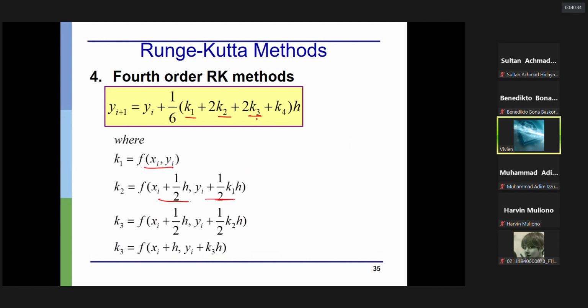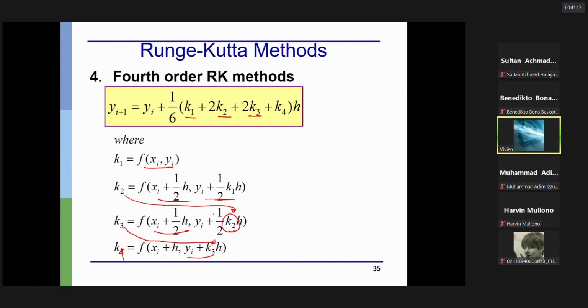Now we have k3. So what is k3? K3 is also the slope which is calculated at xi plus half. But the predicted y value is using the value of k2 here. So the slope at the new value of the midpoint is used to re-predict, to calculate again the value at yi plus half. So that will be k3, and this should be k4. K4 here is the slope at point xi plus 1, in which the value of yi plus 1 is predicted using the slope which is calculated at k3.